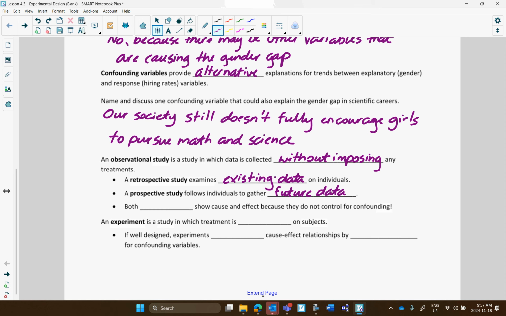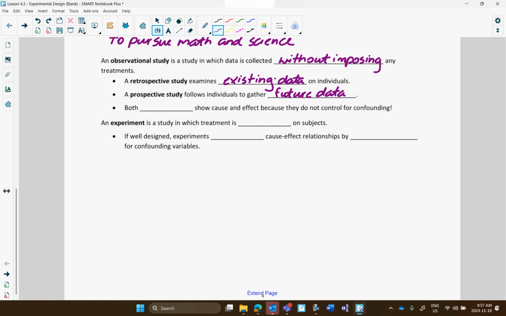Future data. So both cannot show cause and effect because they can't control for confounding variables, other variables. This is actually very important. And we're going to talk about this. I'm going to talk about this more in the next lesson.